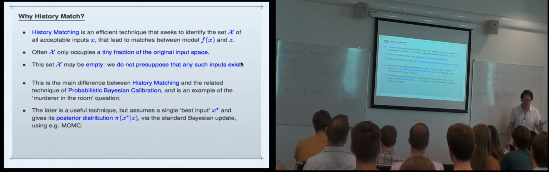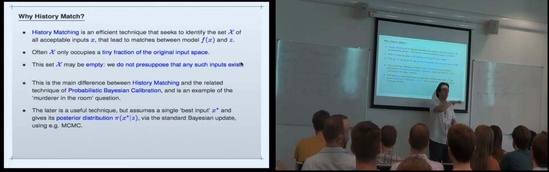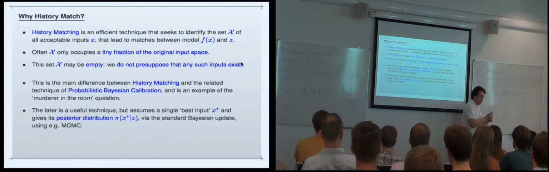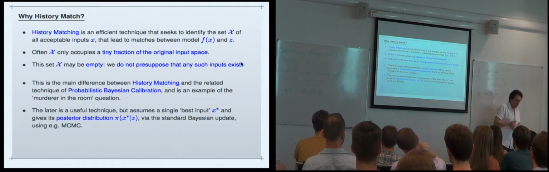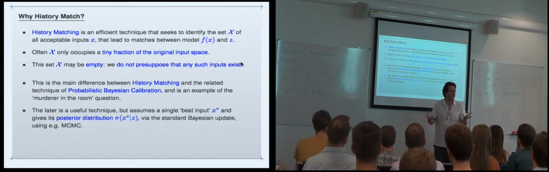is very subtle and quite weird. It assumes that there is a single best input, X star, somewhere in your input space, and it gives the posterior distribution over the location of that best input. Now that's quite a subtle thing to say. It's like, well, surely I'm just putting a posterior on my input space. What the hell are you talking about?